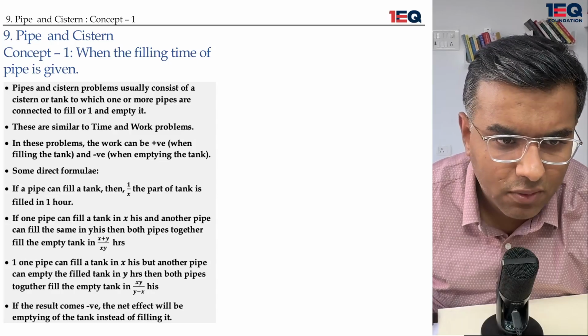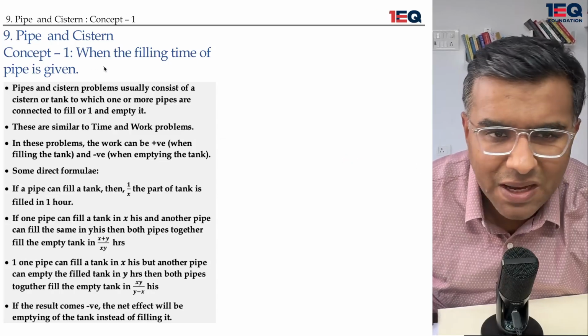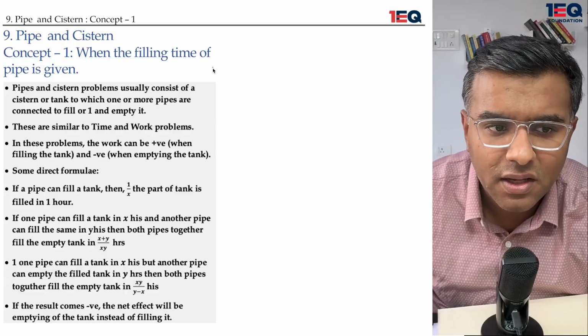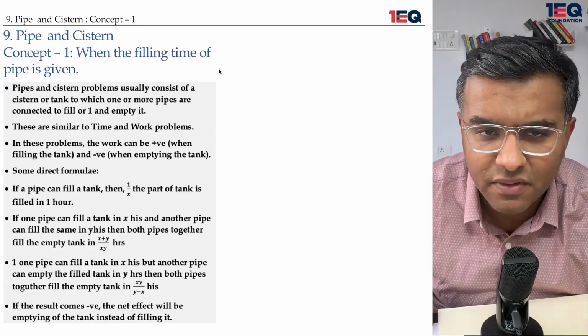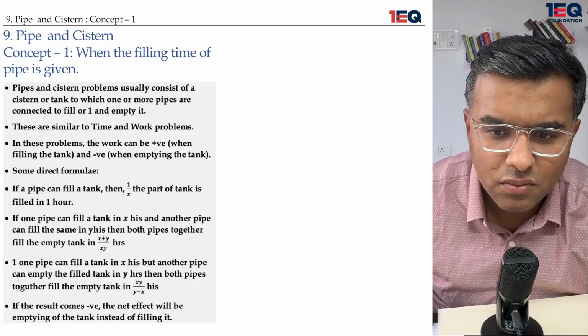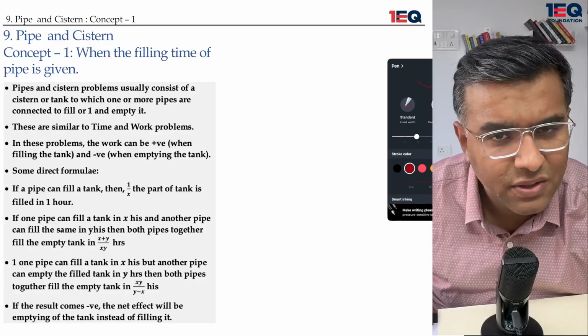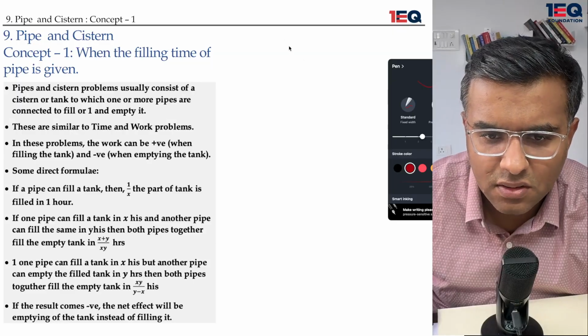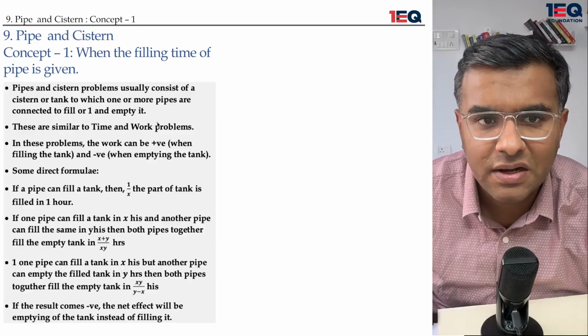Now we'll be talking about pipes and cisterns. Pipes and cisterns is nothing but an extension of what we've already done in the chapter time and work. There is a theory portion which I'm going to talk about. This is just a very small prerequisite. You must understand it.